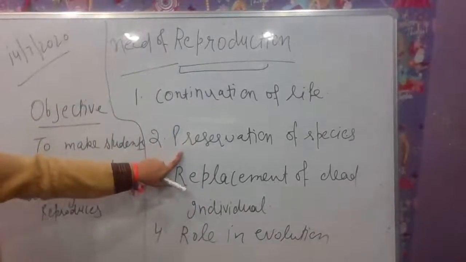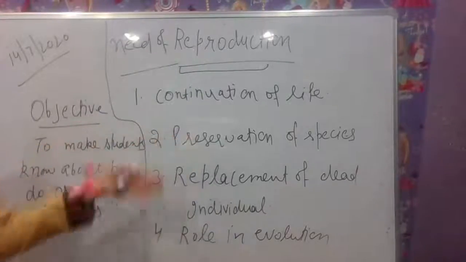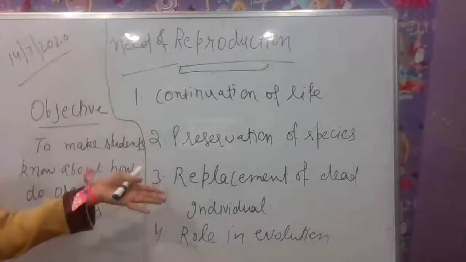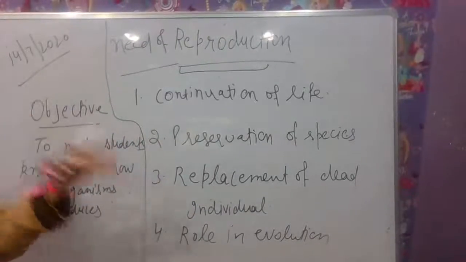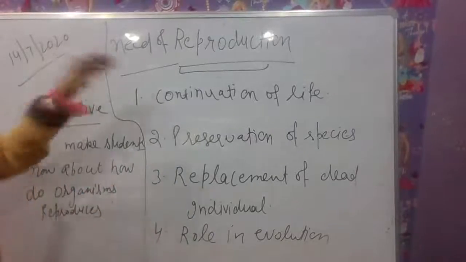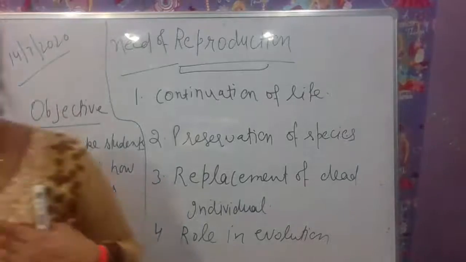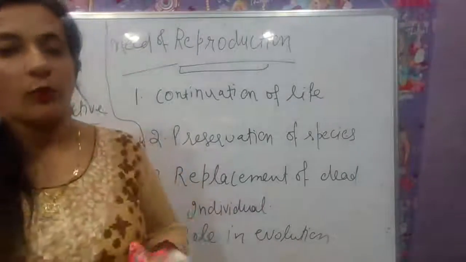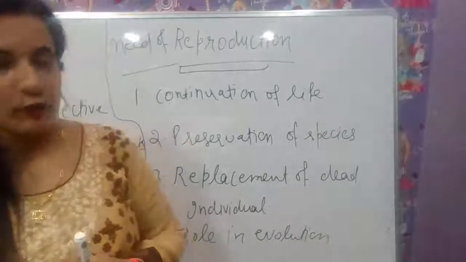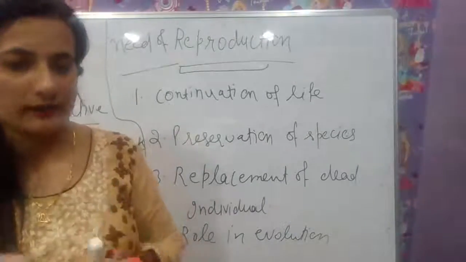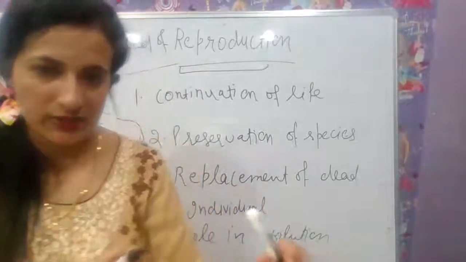Second, preservation of species. Organisms of a species produce many organisms which are similar to themselves. Their number increases generation after generation. This increases the size of the population and helps in the existence of the species. Like we belong to one species, we only exist if we are able to produce offspring of the same kind. So it helps in the preservation of species.